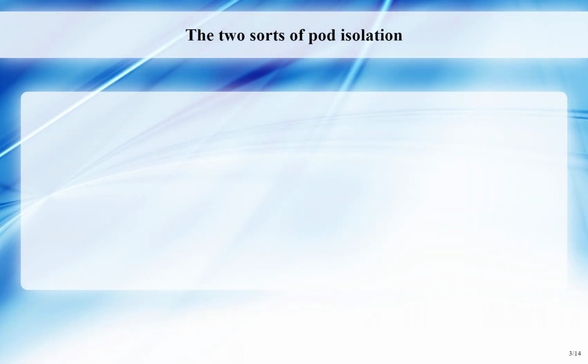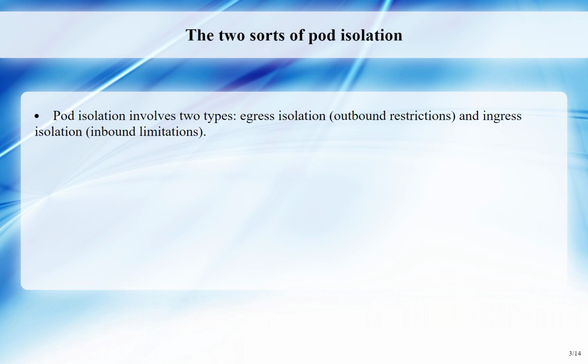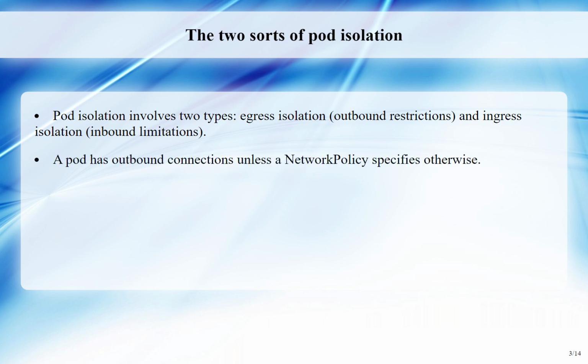The two sorts of pod isolation. In the context of pod isolation, there are two types: isolation for egress and isolation for ingress. Isolation for egress refers to restrictions on outbound connections, while isolation for ingress pertains to limitations on inbound connections. By default, a pod is non-isolated for egress, allowing all outbound connections. A pod becomes isolated for egress if there is a network policy that selects the pod and includes egress in its policy types.